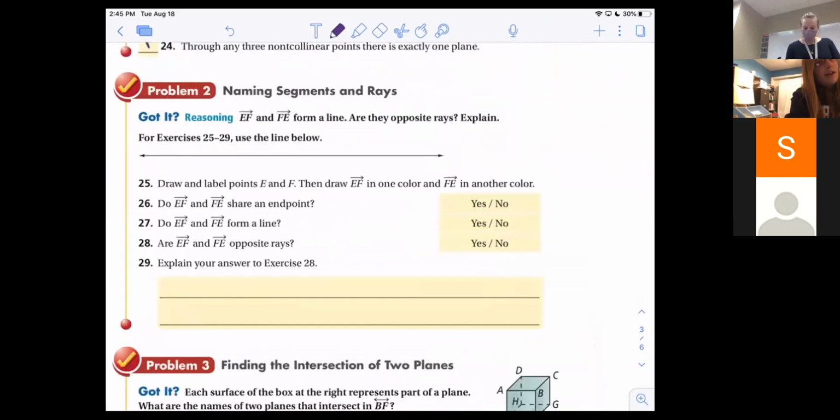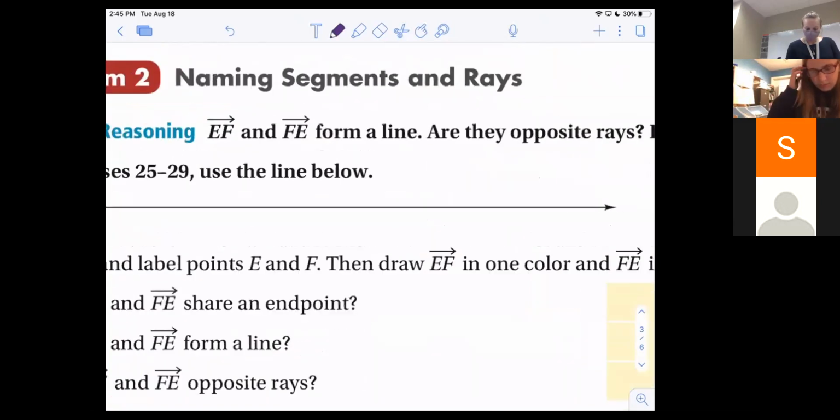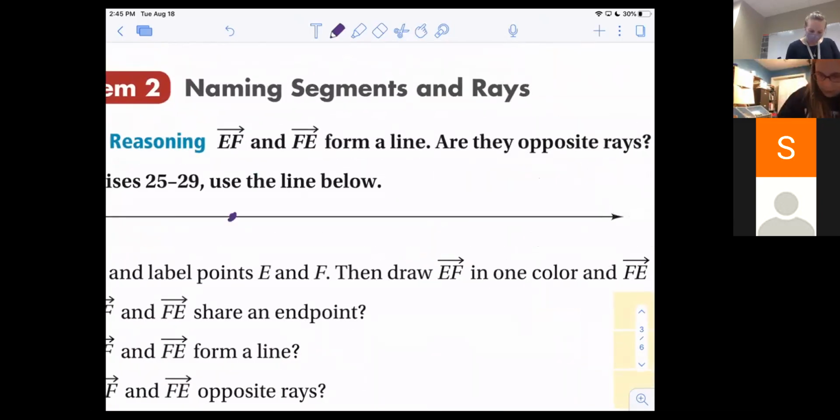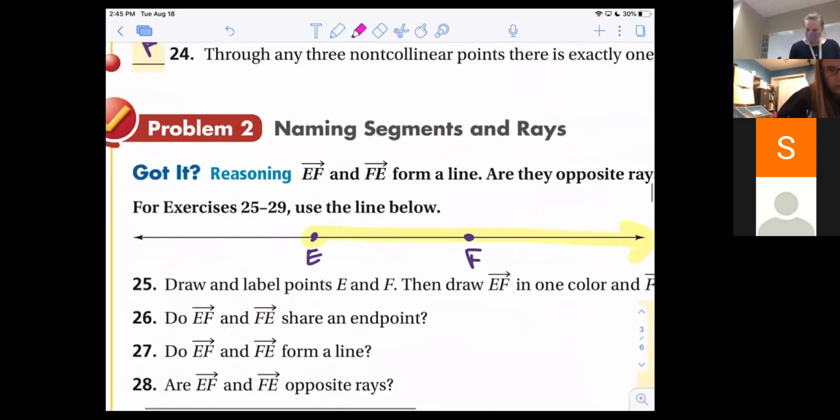Problem number 2. It says EF and FE form a line. Are they opposite rays? Let's draw them. FE, EF. I'm going to put E, and then I'll put F. I'm going to do it in a highlighter because I think it shows up better on the board for you. EF looks like that. Next one is FE. FE starts at F, goes this way.